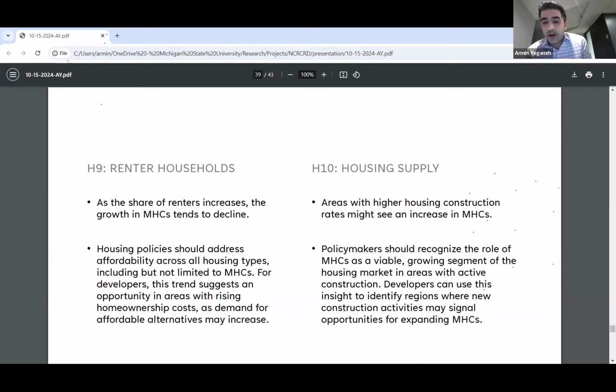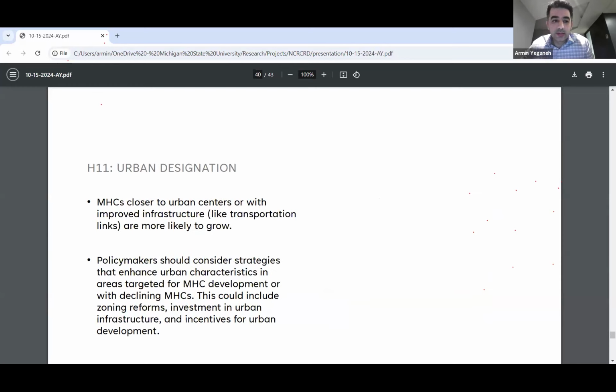And areas with higher housing construction seem to be seeing an increase in manufactured housing communities. Therefore, for developers and investors, it means that they have to get closer to areas that have a higher rate of construction because there is more probability that there is more demand for manufactured housing communities in those areas.